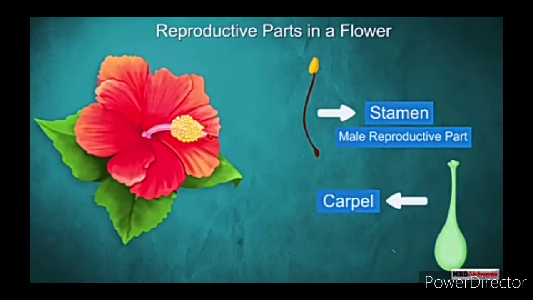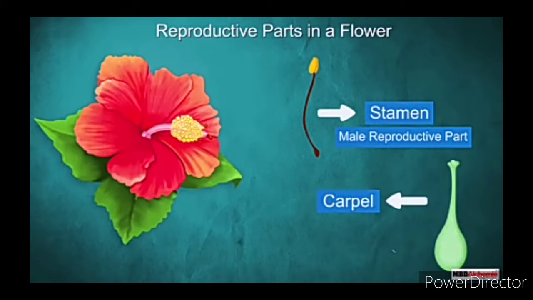Then petals, the bright colored attractive part, are called petals. The group of petals is called a corolla. So this is not a reproductive part. The important reproductive parts are called androecium and gynoecium.